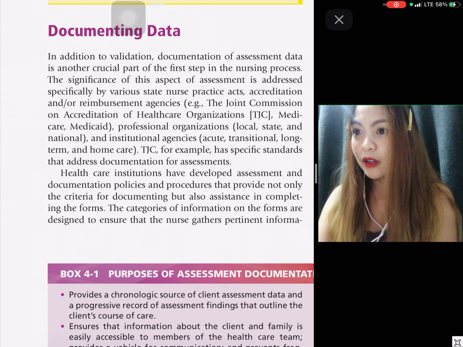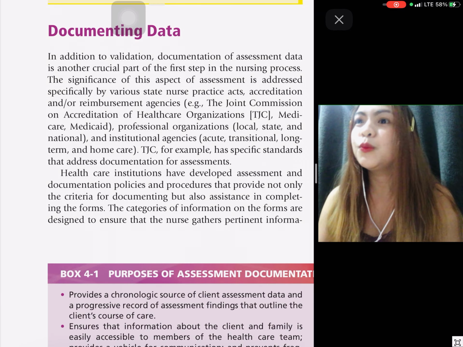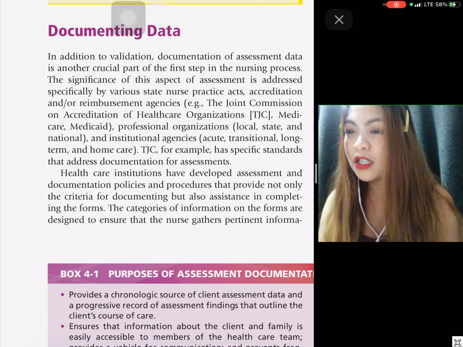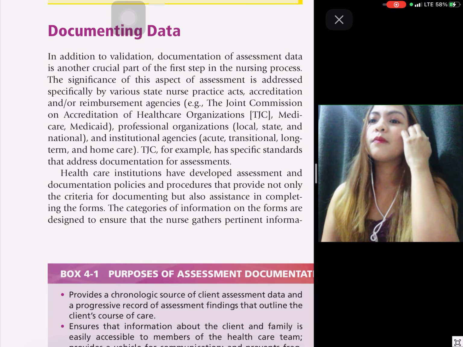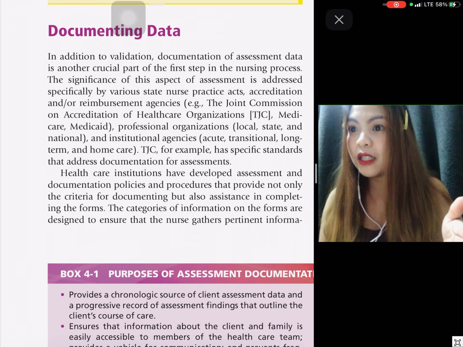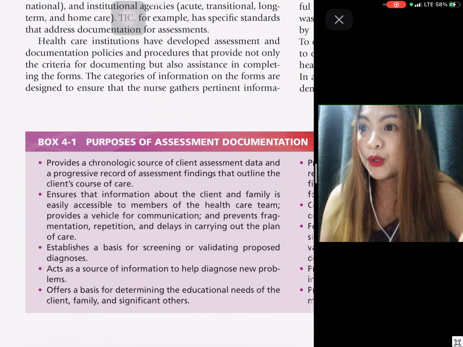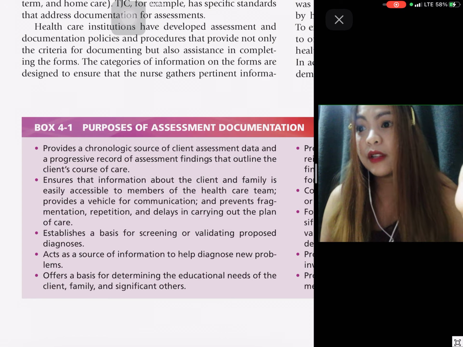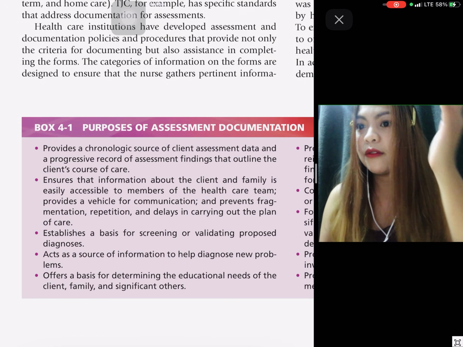So, no matter kung anong local organization or institutional agency yung sinusunod nyo, yun pa rin naman yung purpose, is to gather the important information that you need for assessment. So, we have here, ano ba yung purpose ng assessment documentation? So, ano nga ba? First thing, it provides chronologic source of client assessment data and a progressive record of assessment findings that outline the client's course of care.